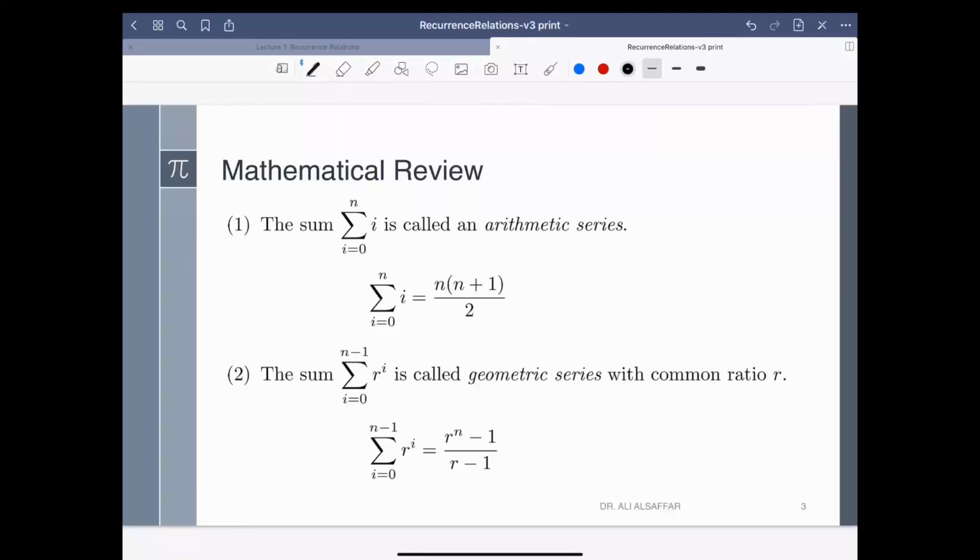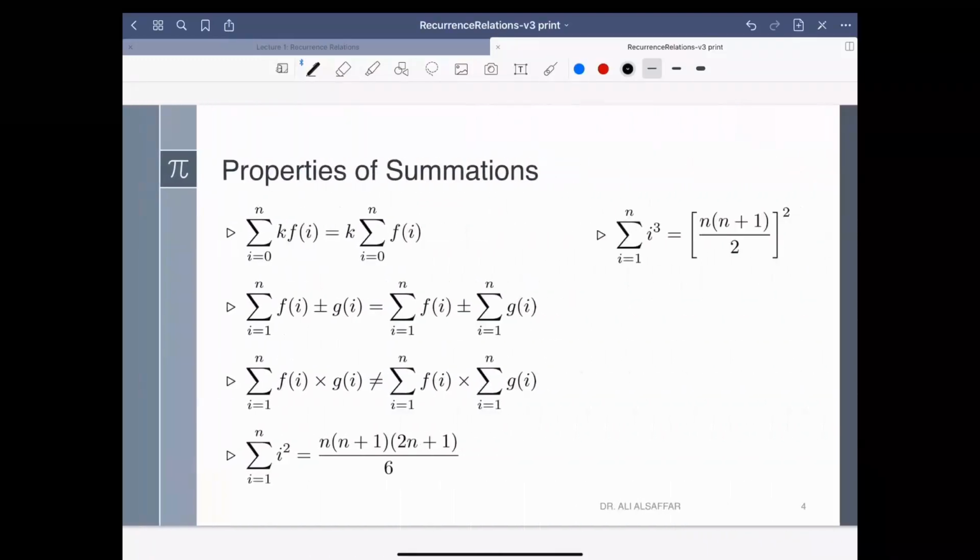The other rules of summation that we need to review: first, if we have a constant k multiplied by a function in terms of i, and not necessarily that this is a constant, maybe an equation, but it has a variable not equal to i, then you can take it outside. Now if you have two equations in terms of i, you can distribute the summation over them. So if you have a plus and minus, you can distribute the summation. But if you have a multiplication of two functions, then you cannot distribute the two summations over these two functions.